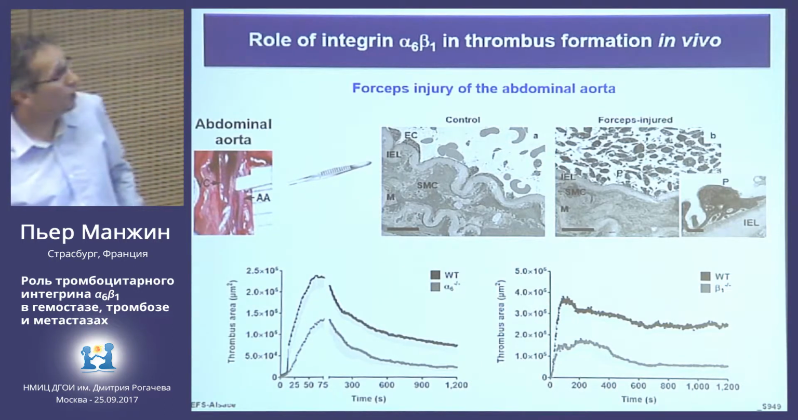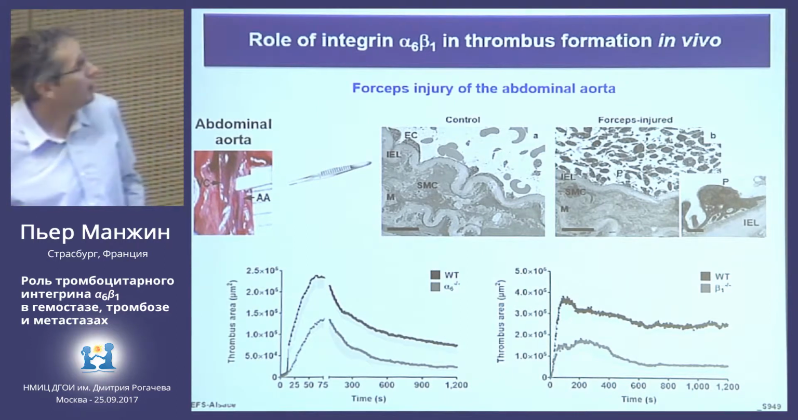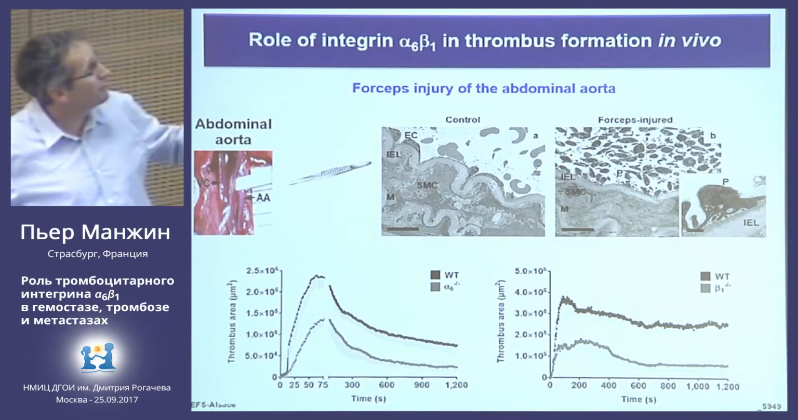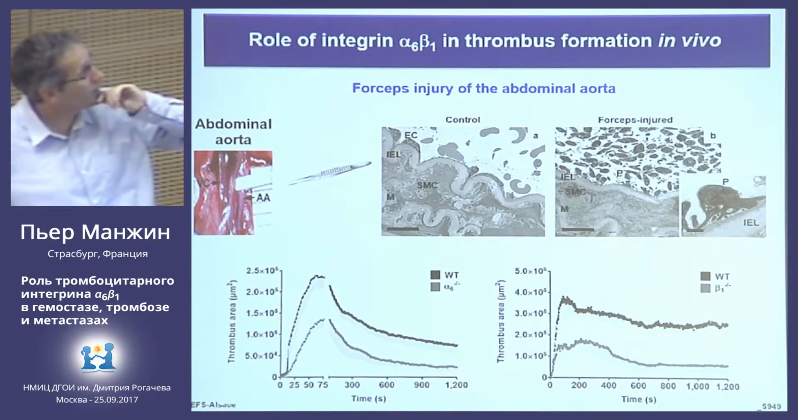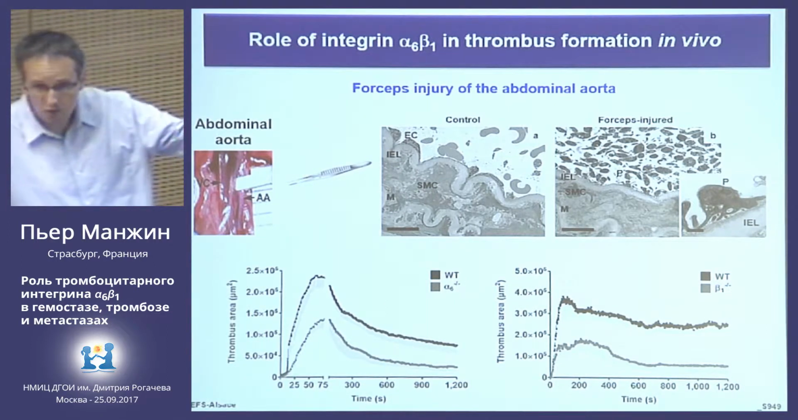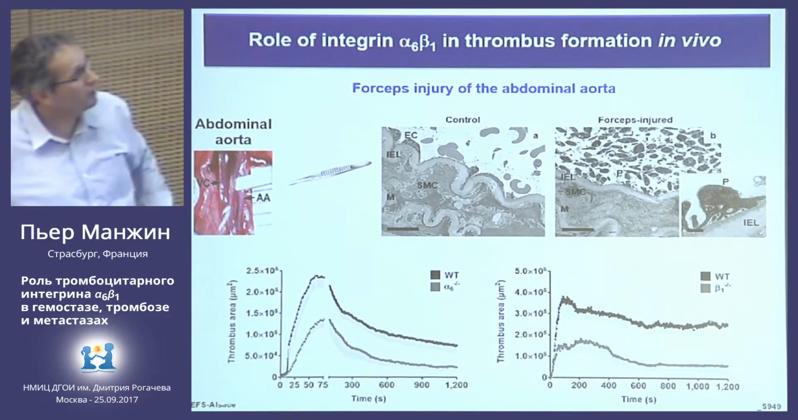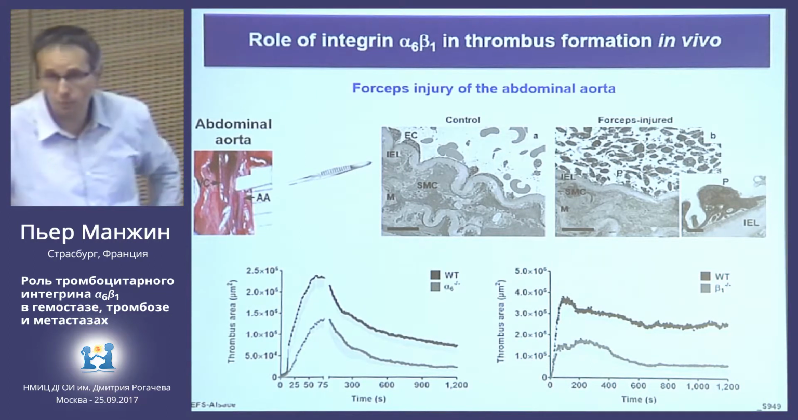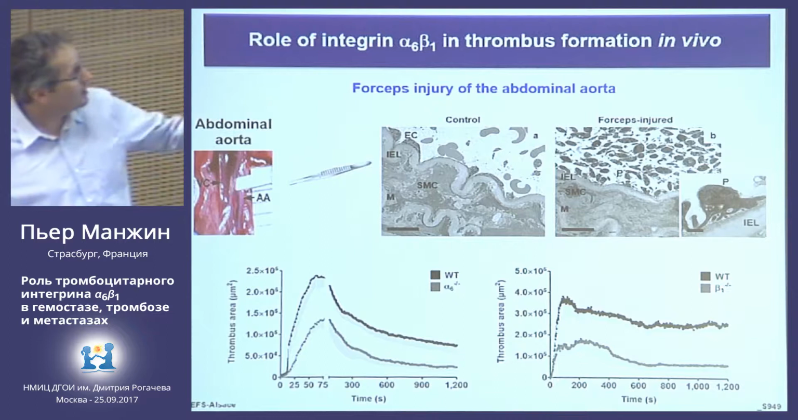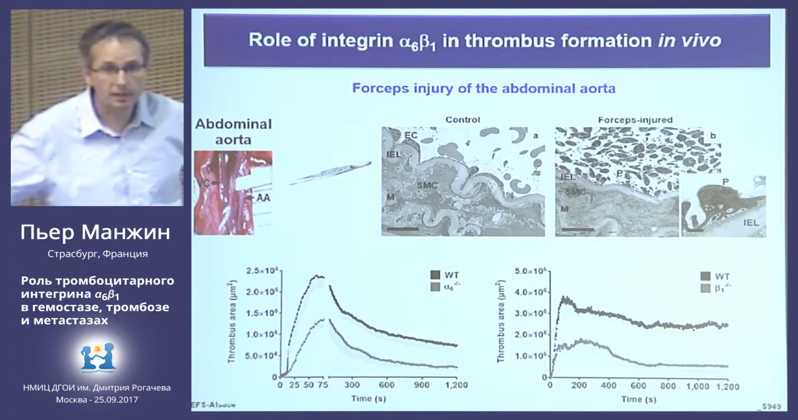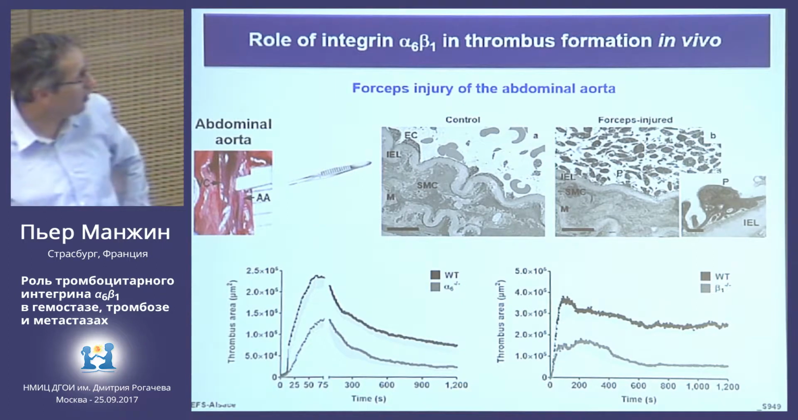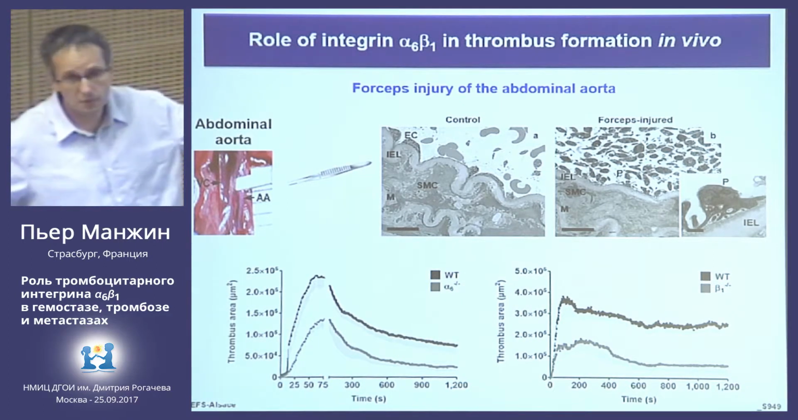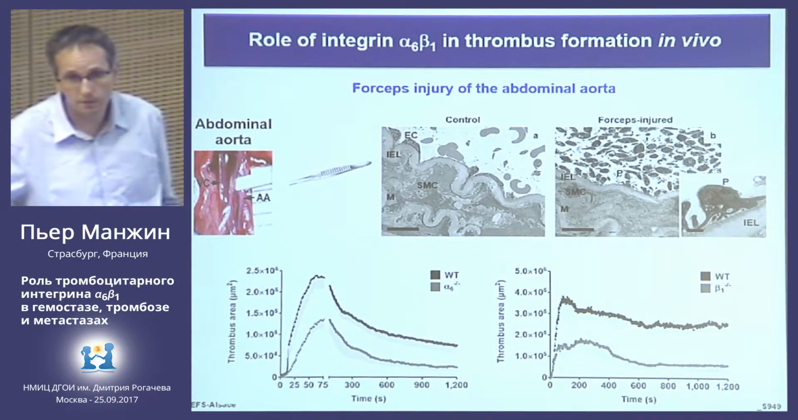We moved then to another model, again mechanical injury, this time with a forceps, but of the abdominal aorta. This model was also characterized, and when we actually pinch the aorta, we remove the endothelial cells, and a thrombus is starting to form. And this also you can follow by intravital microscopy. You have again a reversible thrombus formation as often, and this thrombus formation is reduced both in α6 deficient mice but also in β1 knockouts.